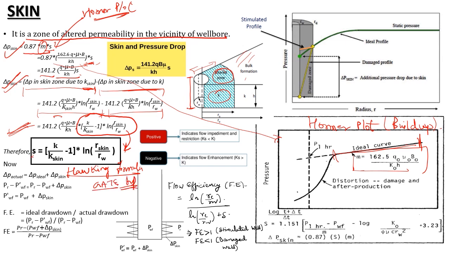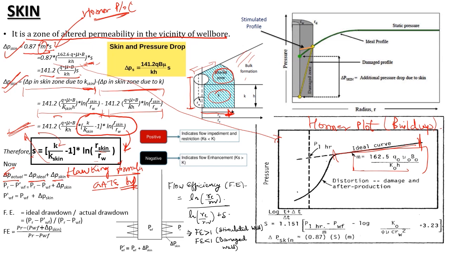My skin as per the Hawkins formula is (K by K skin minus 1) into ln(R skin upon Rw), where R skin is the radius of the skin and Rw is the radius of the wellbore. K is the original reservoir permeability and K skin is the altered permeability because of skin.